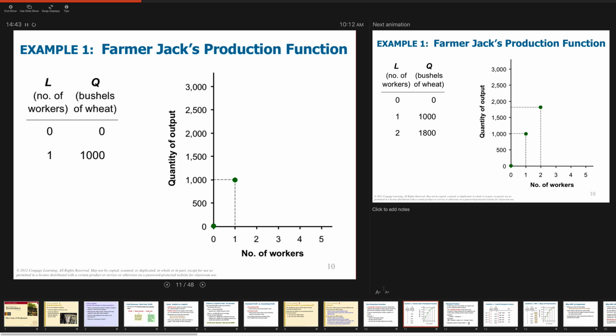Okay. Hires one worker and he gets 1,000 bushels of wheat. Can you see where this is going?